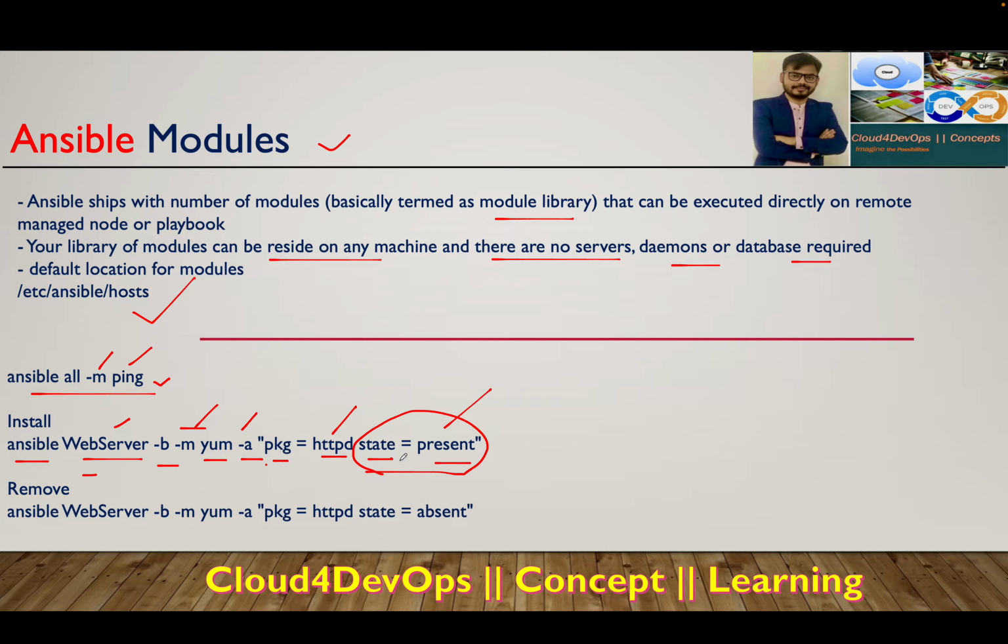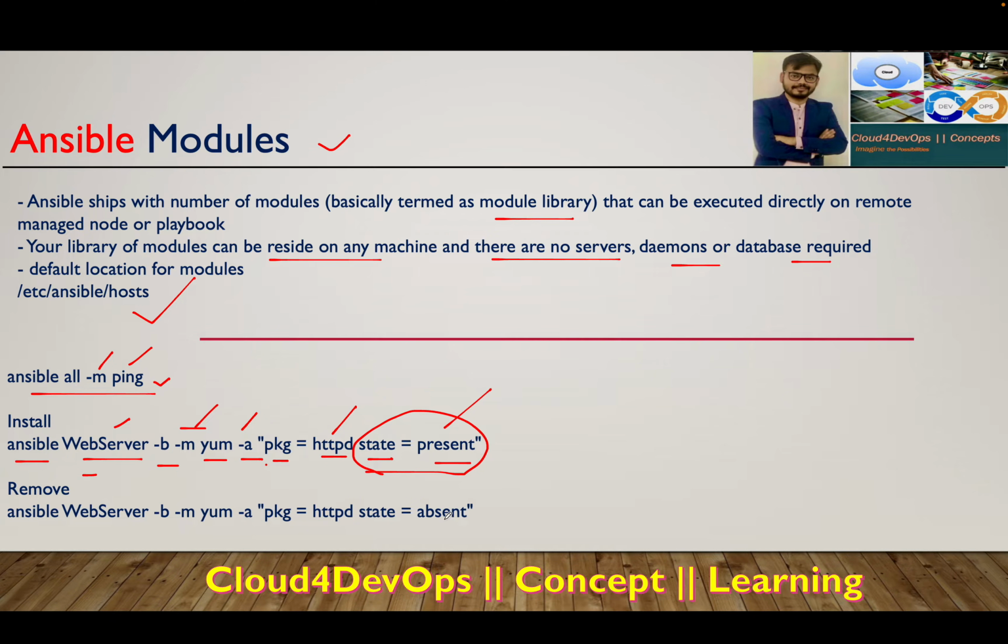But as a best practice, it's good to follow the convention. You can also write state=install, which will also do the job. In Ansible, present is equivalent to install, a similar kind of word. So use either install or present.